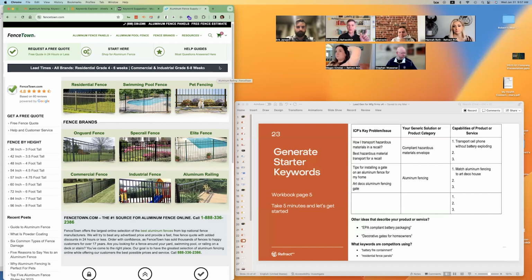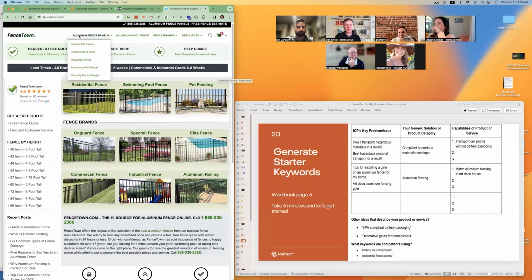What I've called up on the browser is a competitor to one of our clients. Our client was an aluminum fencing firm. They do aluminum fencing for homeowners. This is one of their competitors. And if we look at the competition, we can look across the top, and you're starting to see keywords here. They compete for aluminum fencing. And they have other terms like residential fence, commercial fence, industrial fence, aluminum pet fence.